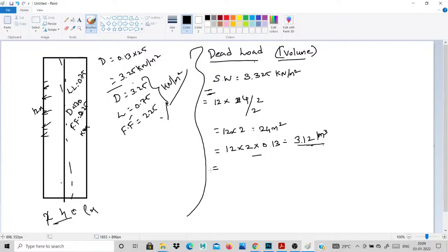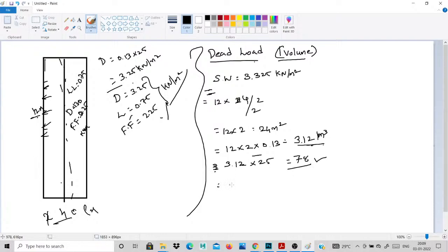So 3.12 into 25. How to calculate the total weight of our building beam? The total beam is 12 meter. Volume 3.12 into 25, so 25 means our unit weight. I simply go for 3.12 into 25. Our total weight is 78 kilonewton. This is the full weight.